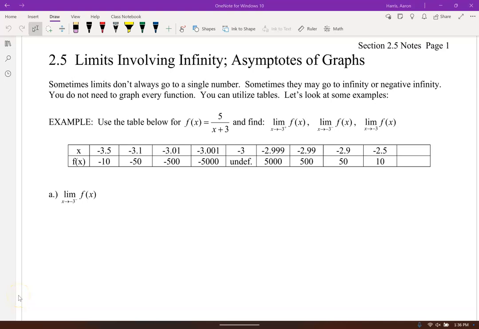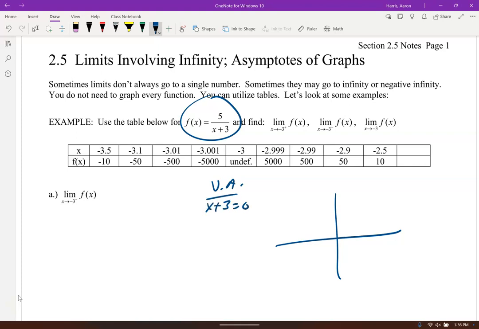All right, guys, we're going to take a look at limits involving infinity. So, for example, if you look at 5 over x plus 3, let's take a look at this visually for a minute. This thing has a vertical asymptote at -3.